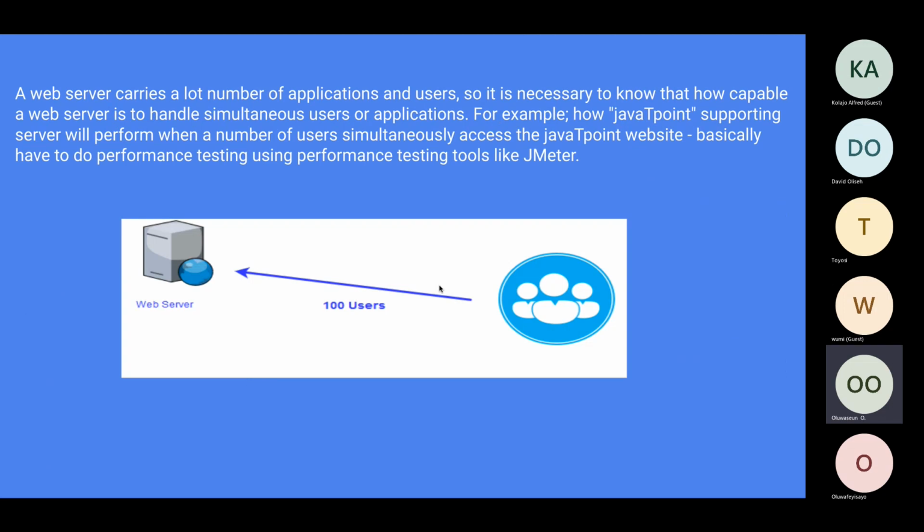A web server carries a large number of applications and users. So it is necessary to know how capable a web server is of handling simultaneous users or applications. For example, how will the server supporting JavaTpoint, that's a website, perform when a number of users simultaneously access the JavaTpoint website? Simultaneously means concurrently. Maybe 100 users at the same time are trying to access the same information. Basically, you have to do performance testing using a performance testing tool like JMeter.